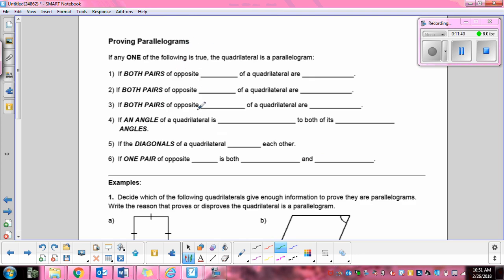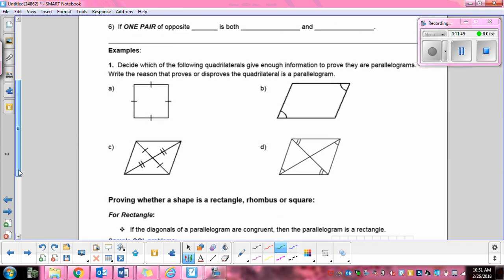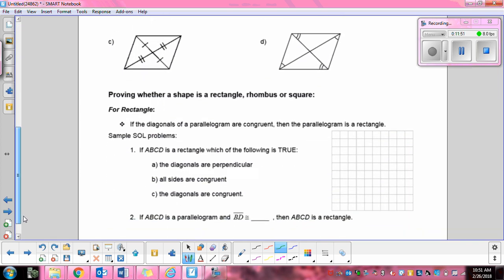This is just going through what we had just done on the other paper, so just fill in the information again, and then we're going to do some examples. Try these out and we'll go over some of them in class tomorrow.